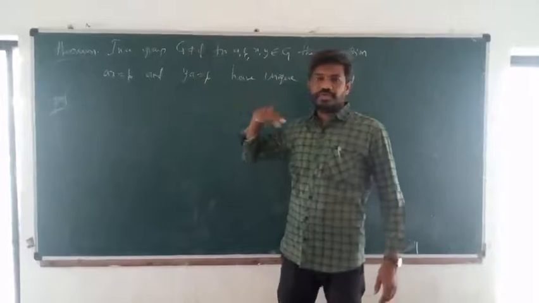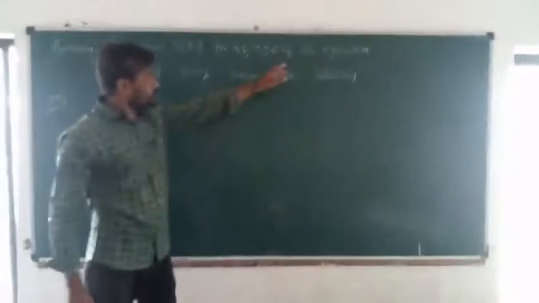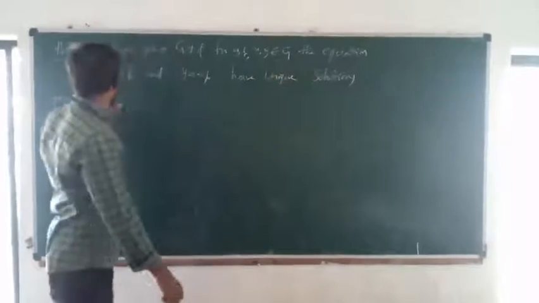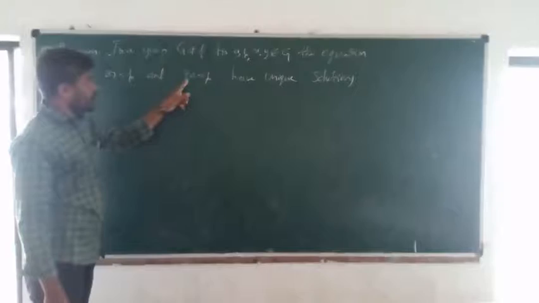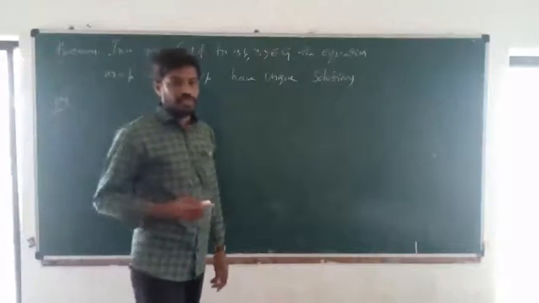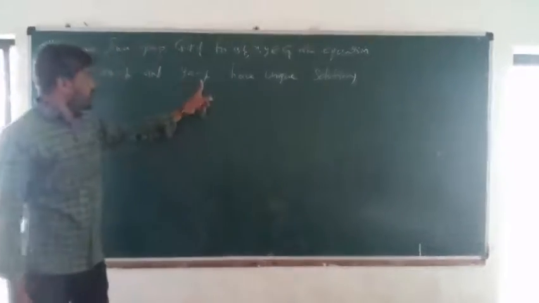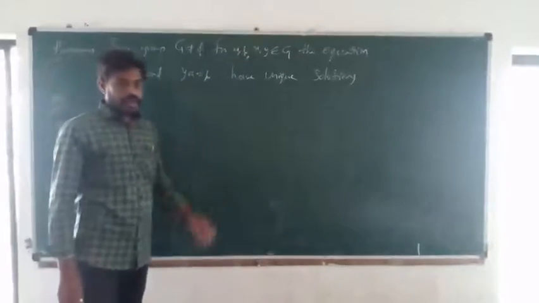This is a group G, with non-empty elements. For a, b, x, y belonging to G, the equations ax equal to b and ya equal to b have unique solutions. So first condition, what is given? ax equal to b, you can find out the x value. Second, ya equal to b, you can find out the y value.